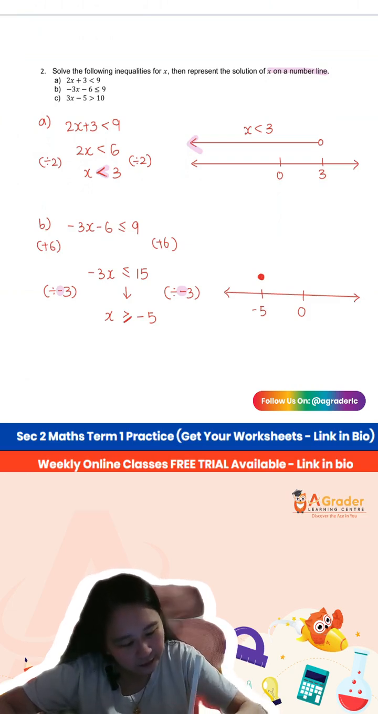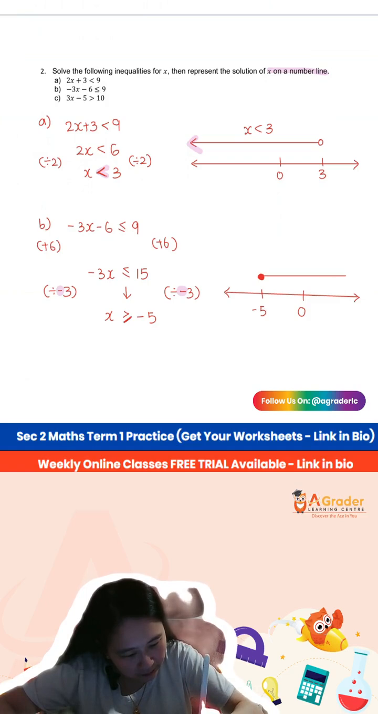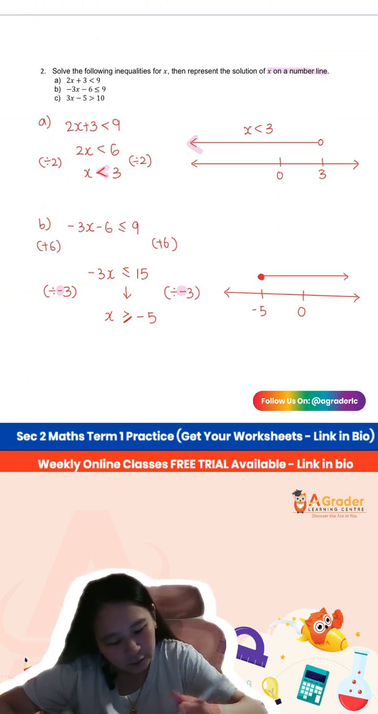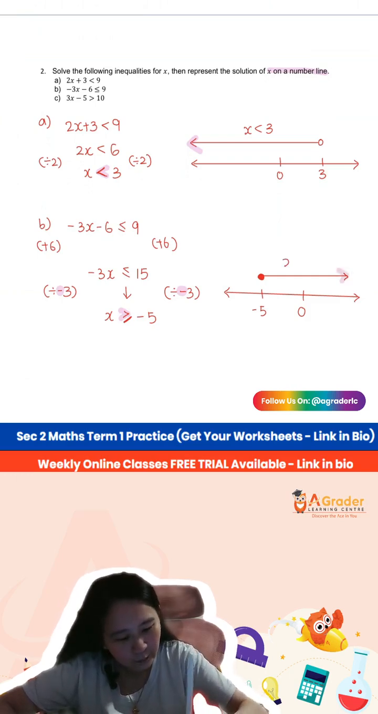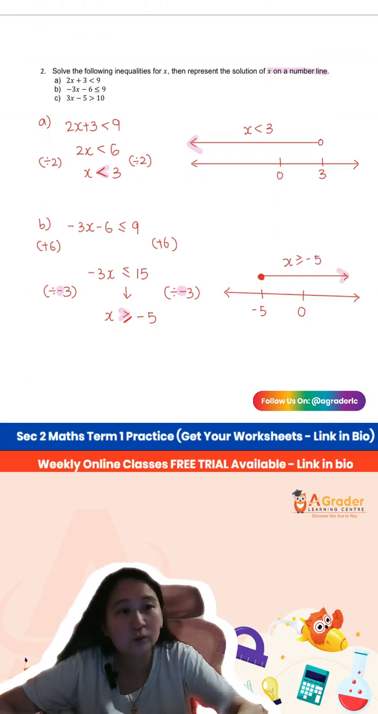Okay. And the direction of the arrow is the same thing. This direction. If this is this direction, this will be this direction. Then x greater than or equals to negative 5.